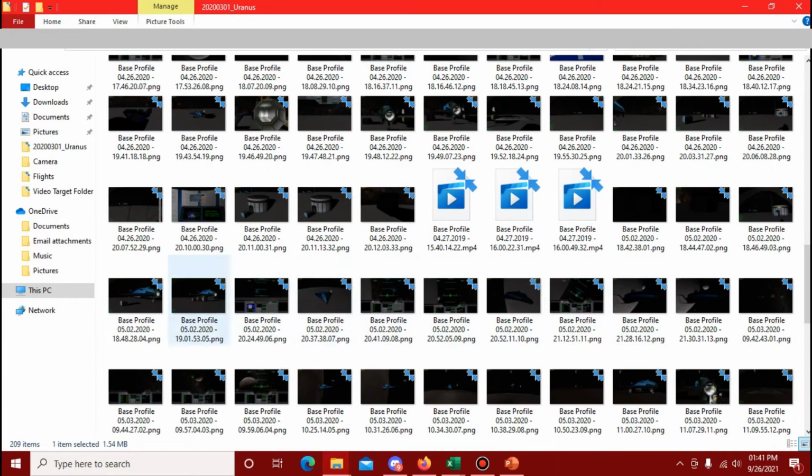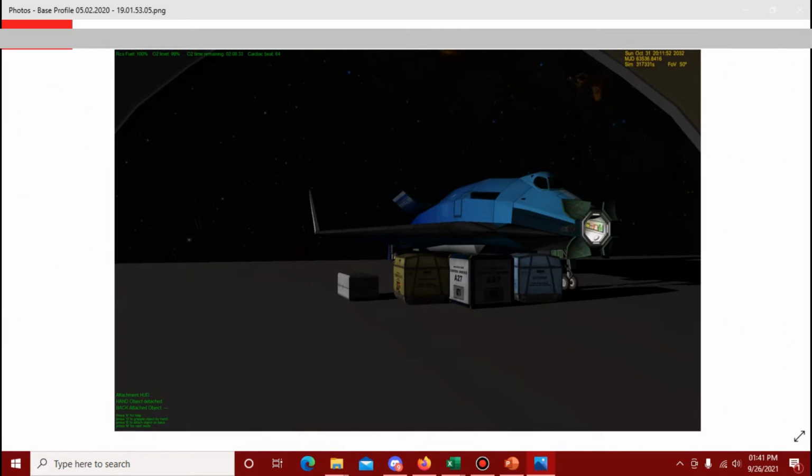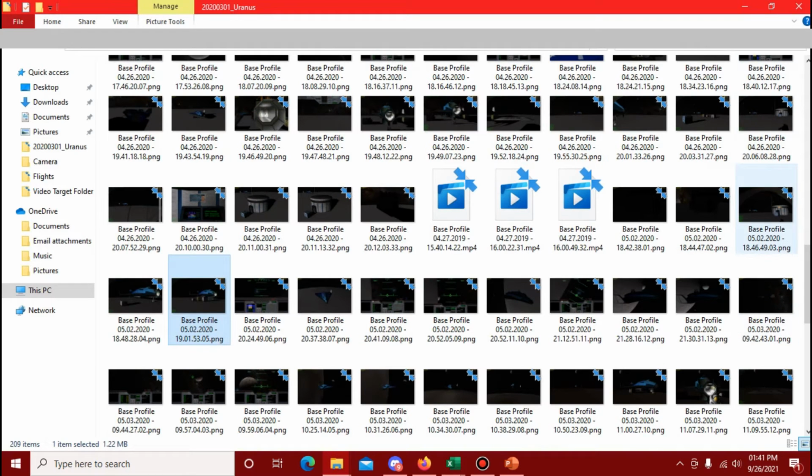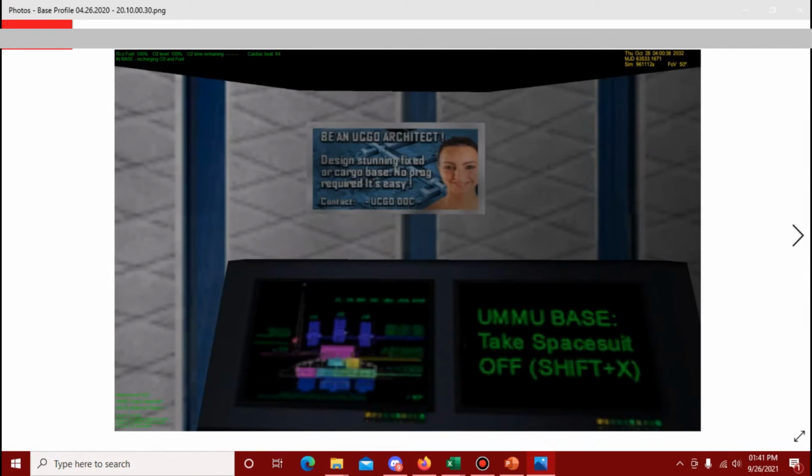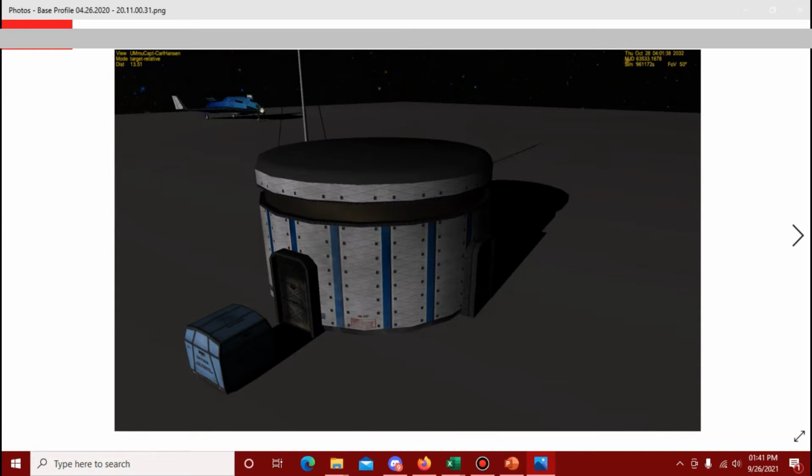And then I had mentioned that we went to Umbriel, right? So here's everything unpacked in Umbriel. And then at some point I set up my base. So here's the inside of the base. Here's the outside of the base.